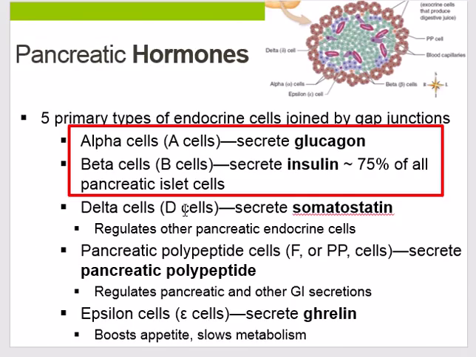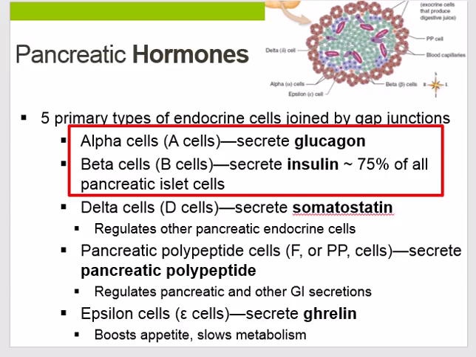Okay, we've only got a few slides left. So here is a list of the 5 primary types of endocrine cells that are joined together by gap junctions. That's important for you to know. They're joined by gap junctions, which means even though they all sort of work independently, there is the possibility of them actually working together. Let's start with alpha cells.